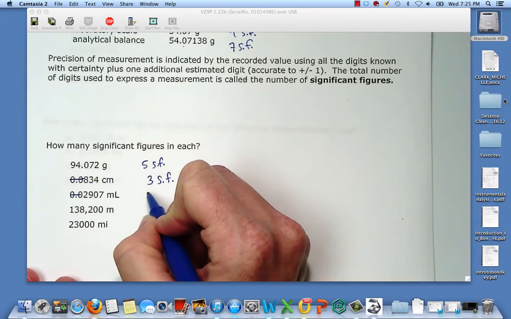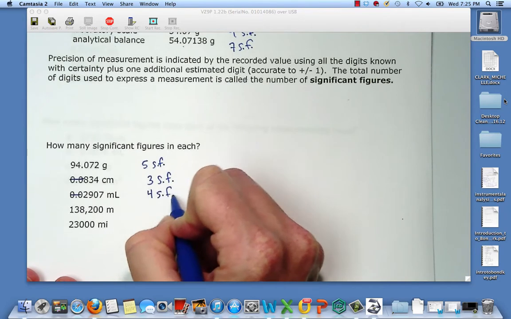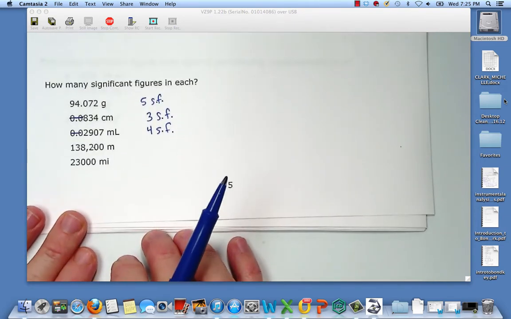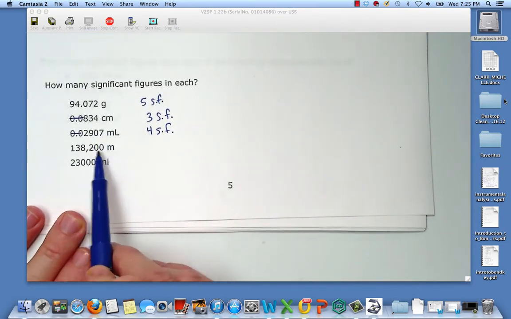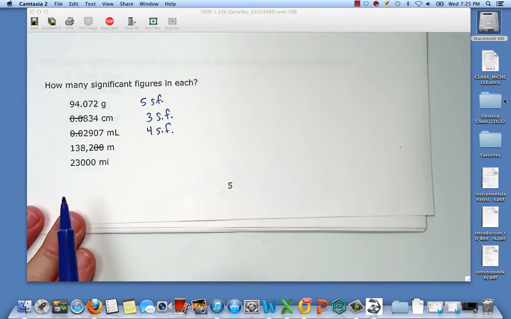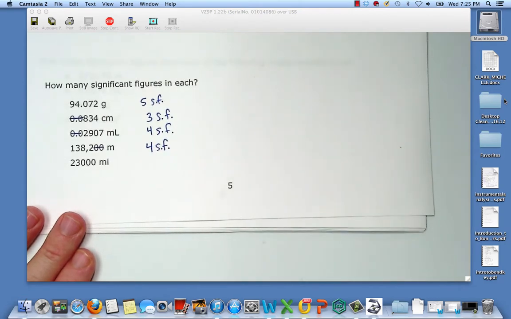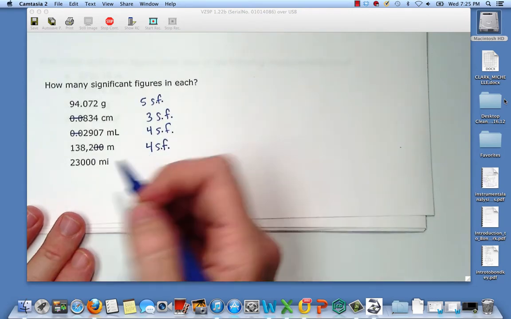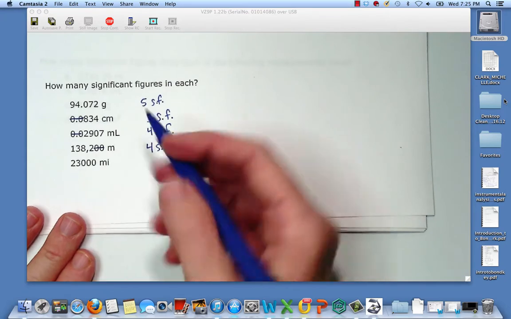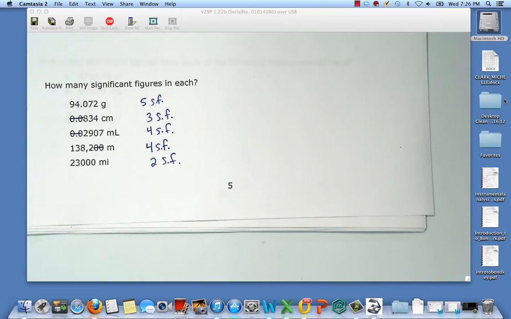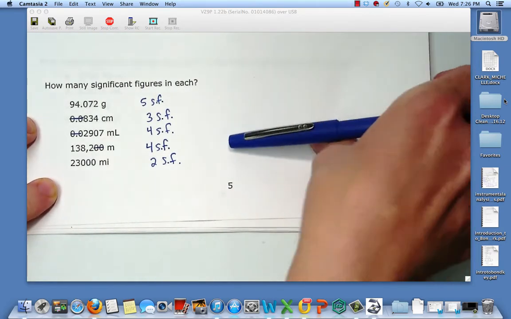What about 138,200? And then, yes, so these, there's no decimal point that's explicitly stated. So these are just placeholders as well. So 4 sig figs is the correct answer. And then the last one, 2. Go to the next page.